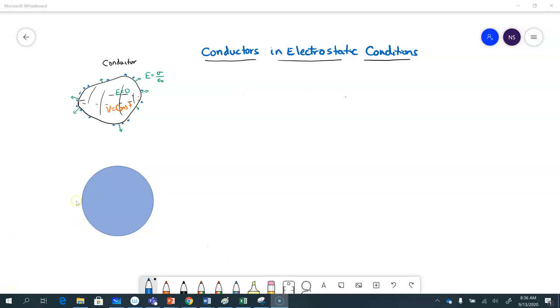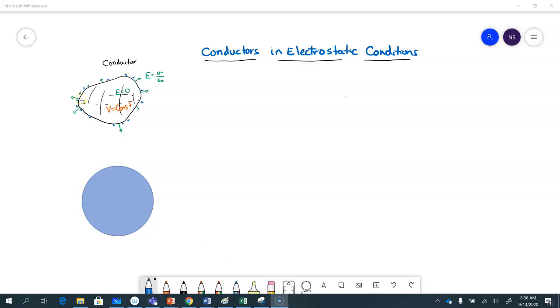We'll try to understand a little more about conductors in electrostatic conditions. You may say, well, didn't we already do this at the end of chapter 24? Sure. We understood that you take any arbitrary shaped conductor, the electric field is 0 inside the body of the conductor, right? And at the surface, the electric field is always perpendicular to the surface.